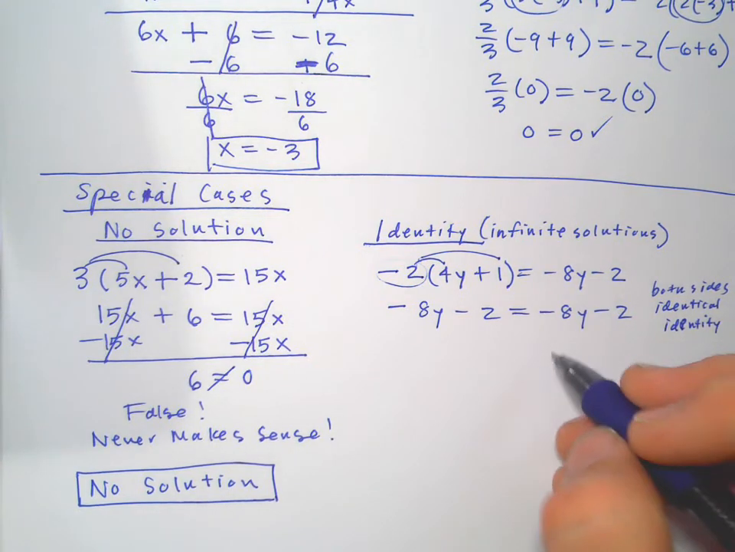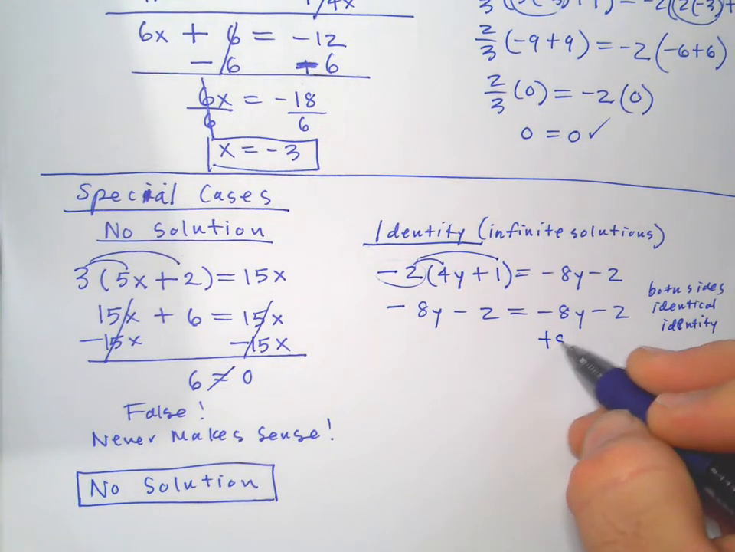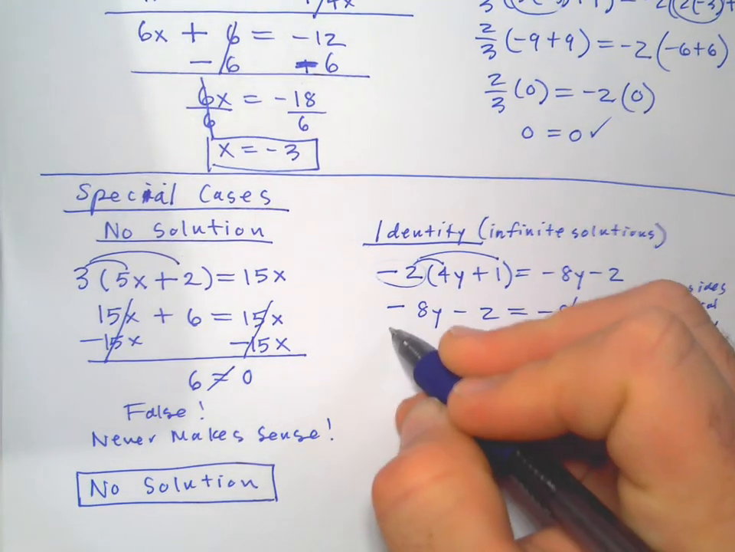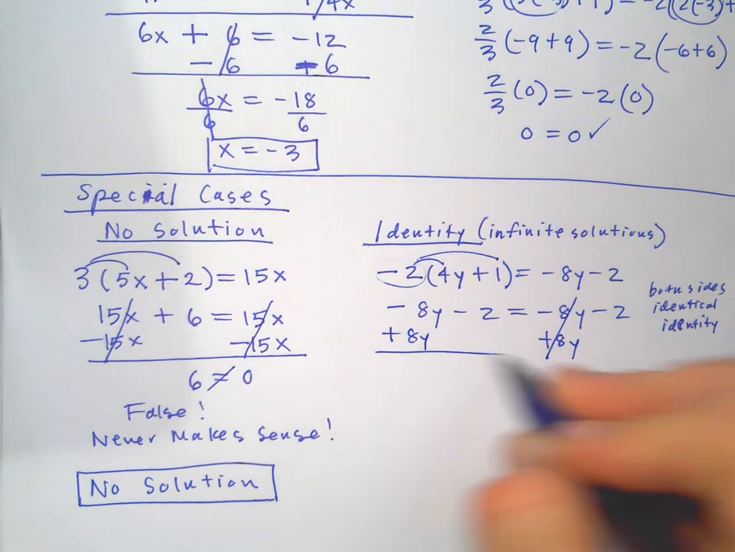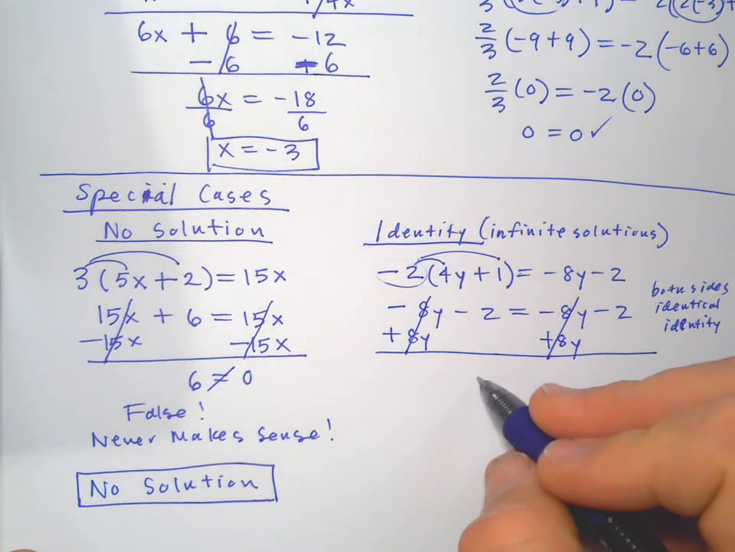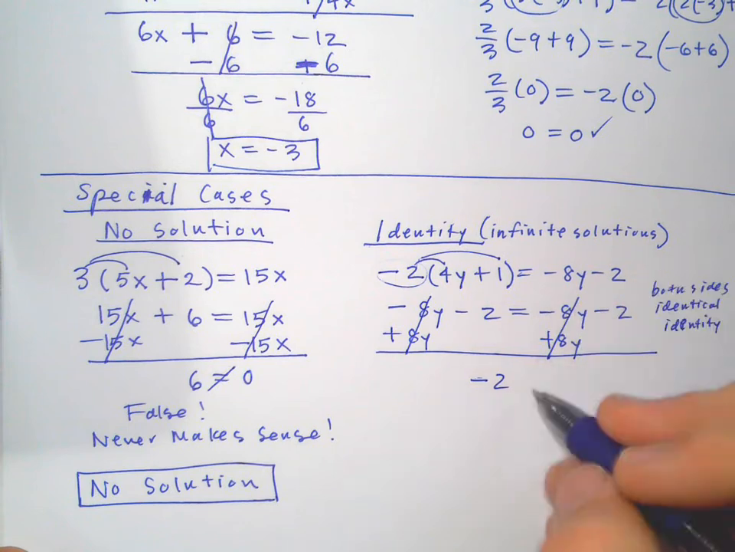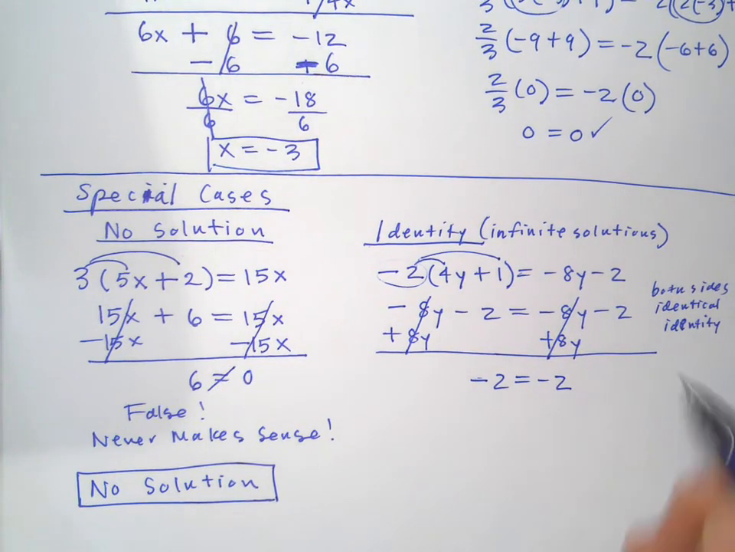You're like, okay, let's go ahead and keep solving. I want to get the y's on the same side. So I'm going to add 8y, add 8y. And oh my goodness, that's weird. This is just like the last one, right? All the variables go away. Now, just because the variables go away doesn't mean no solution, okay? Let's write down what's left.